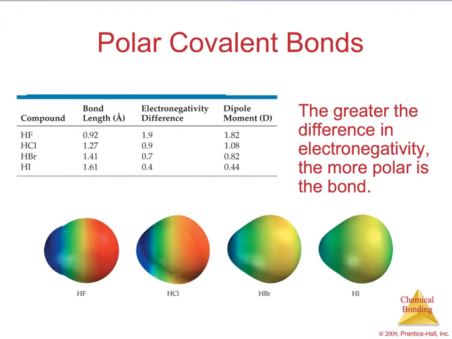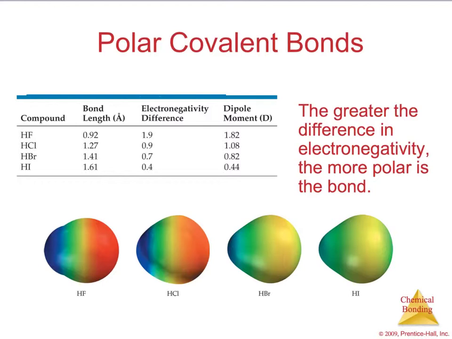So again, just to reiterate, the greater the difference in electronegativity, the more polar the bond is going to be. And that's because if you want to think about it in terms of charges, if I have something that's more polar, it means it's going to have a bigger pull from one element than the other.